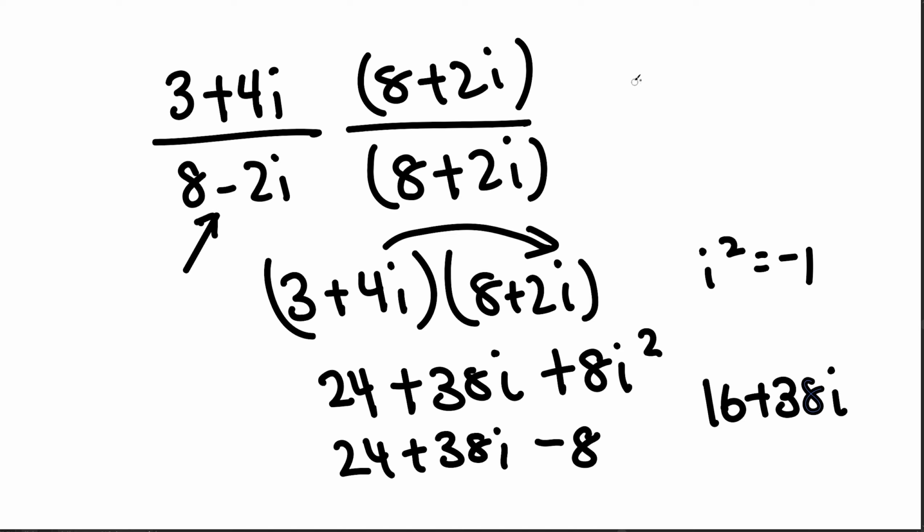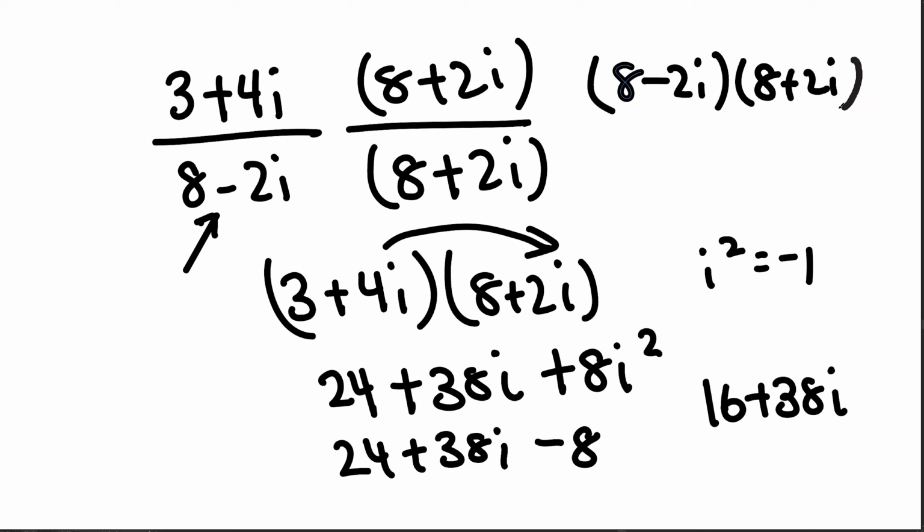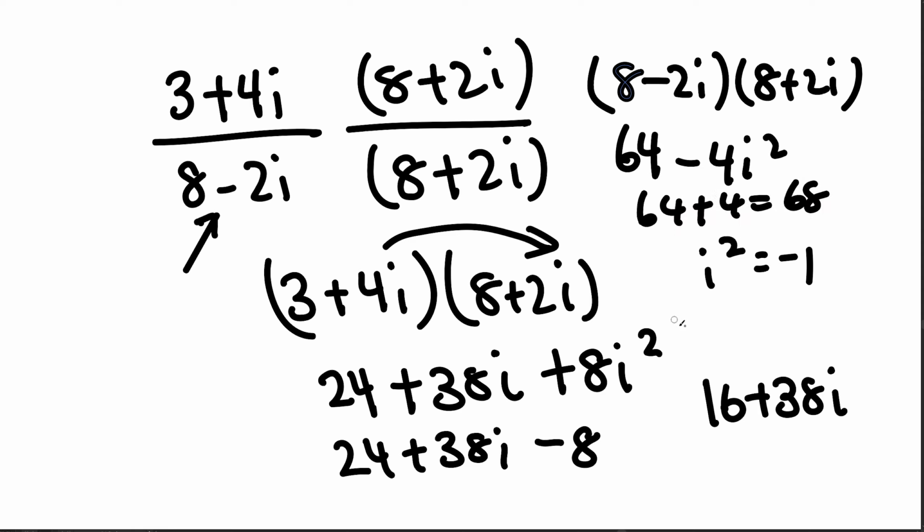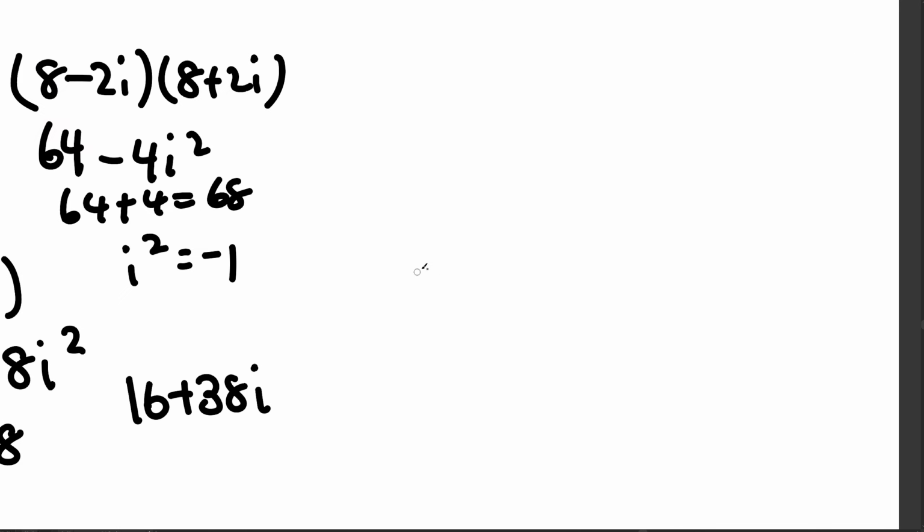Then with the bottom, we do the same thing. So we have (8 − 2i)(8 + 2i). Since they have different signs, the middle term cancels out. So we have 64, and we have minus 4i squared. So 64 plus 4 is equal to 68. And as a result, what we're going to be left with is (16 + 38i) over 68.